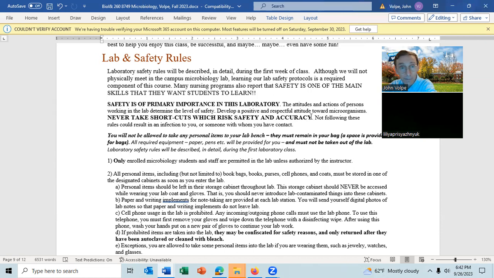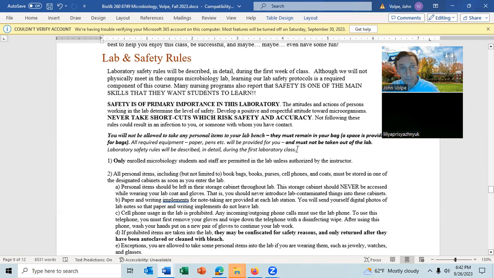The attitudes and actions of persons working in the lab determine the level of safety. So therefore, develop a positive and respectful attitude towards microorganisms. Never take shortcuts or risk the safety and accuracy of the lab.